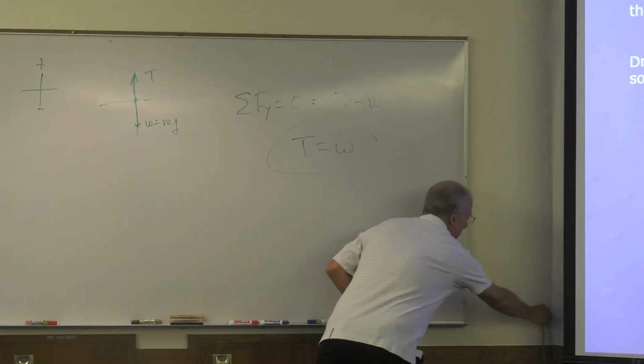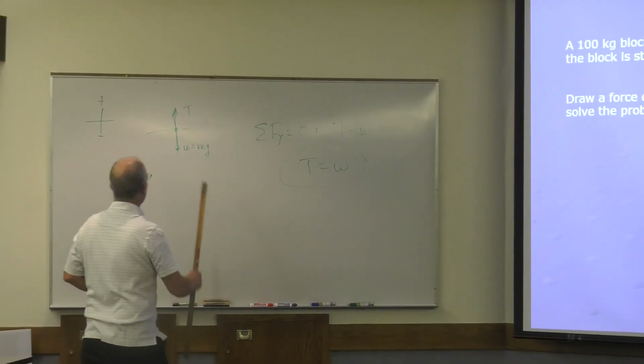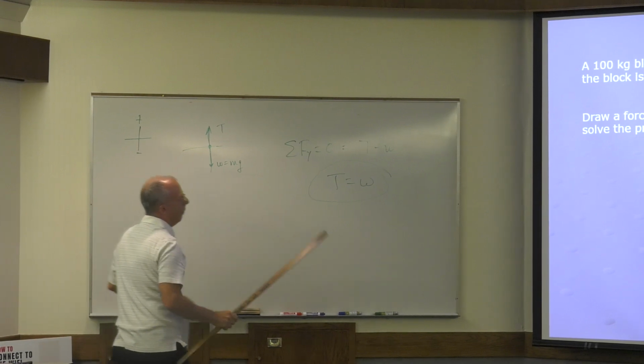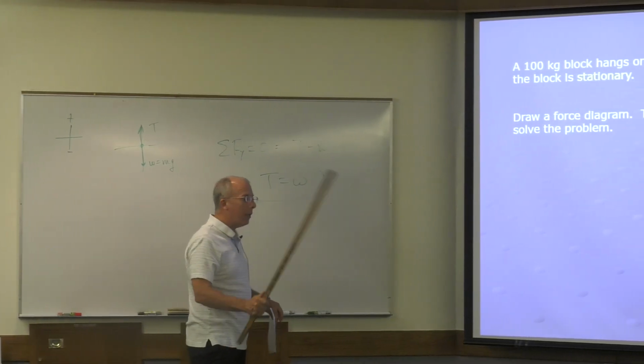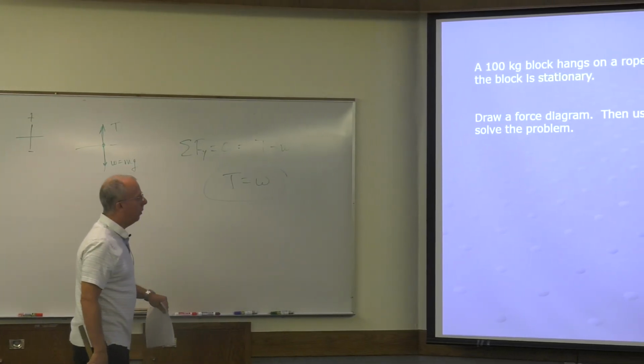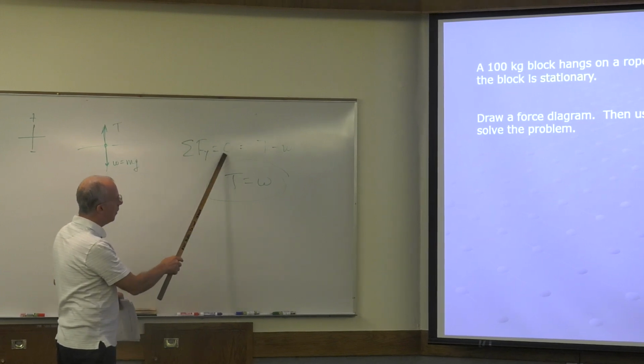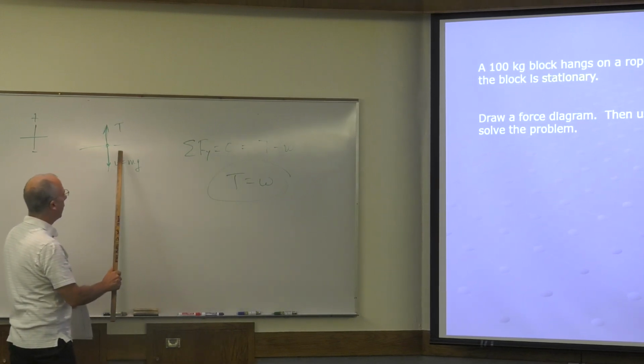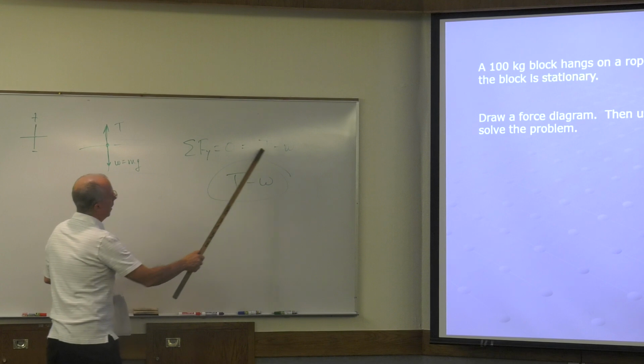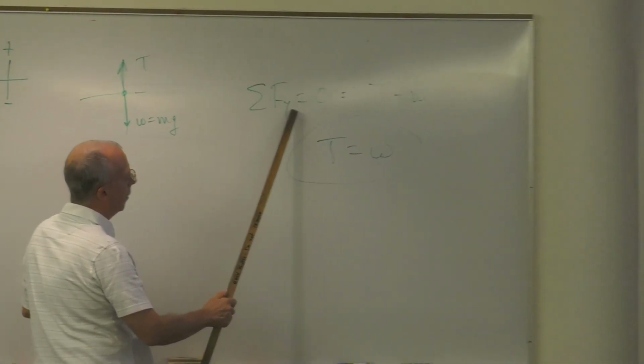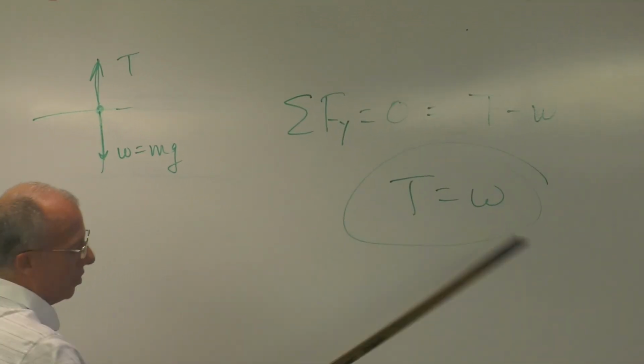So let's just review the steps. Draw the force diagram. Figure out if it's equilibrium or non-equilibrium. This was equilibrium, so the sum of the forces equals 0. And then use your force diagram to complete this equation. What is the sum of the forces? Tension minus weight, and then just do the algebra.